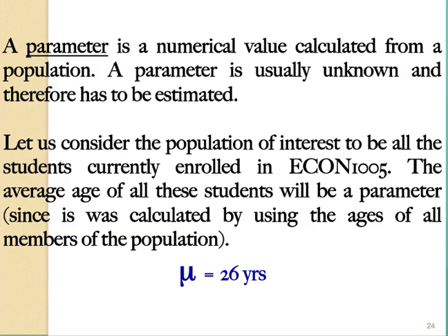So if you consider our population of interest to be all the students enrolled in Econ 1005, the average age of all the students in this course will be a parameter, since it is calculated by using the ages of all members of the population. And we denote this average age mean as mu because it's a population mean. So this symbol mu denotes population mean.